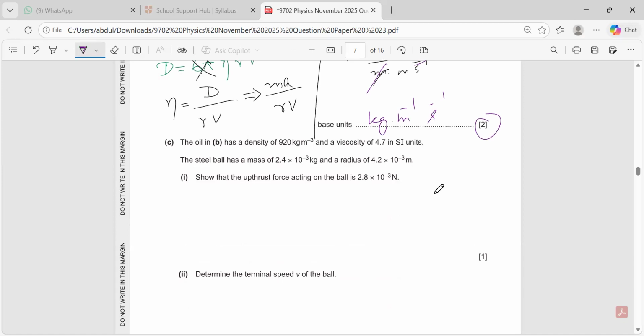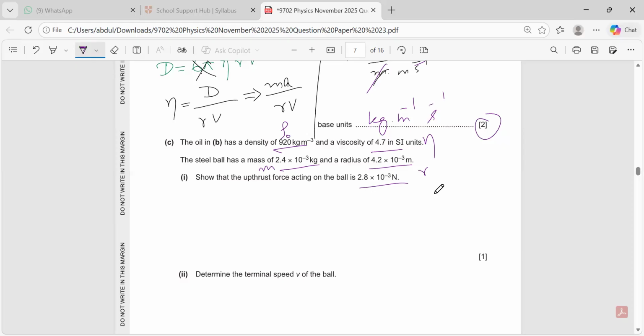Now the next question. This was very simple. Now the next question is, the oil in B has a density of this, and a viscosity of this, which is eta in SI units, kilogram per meter per second. The steel ball has a mass of this, and a radius of this. Show that the upthrust on the ball is this.